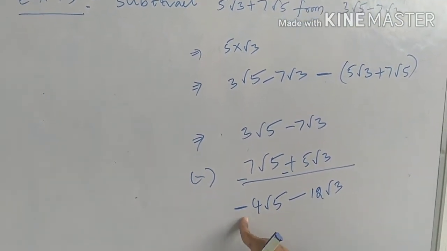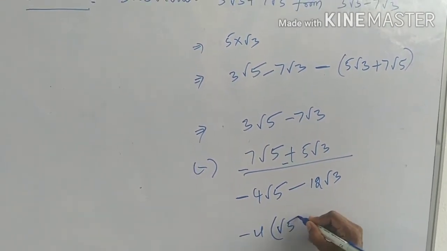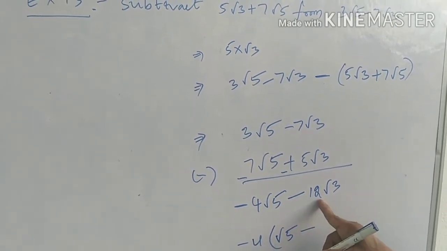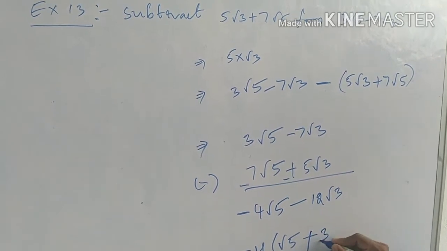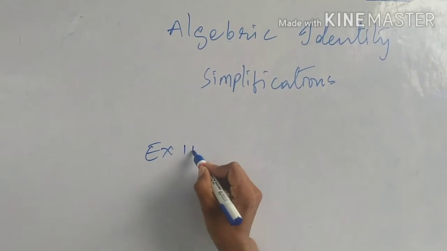Here minus 4 is the common term. Remaining is root 5 minus 3 times 12. Minus into minus is plus, so 3 times 12 root 3 is the final result. Example 14.